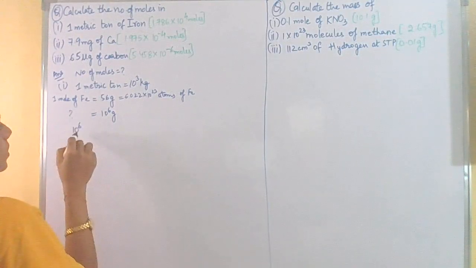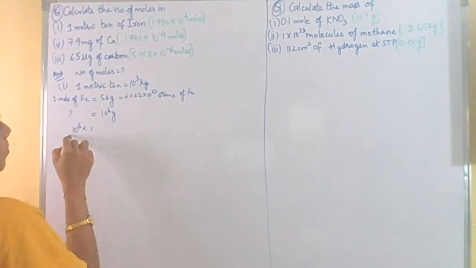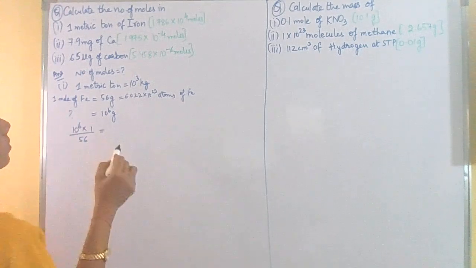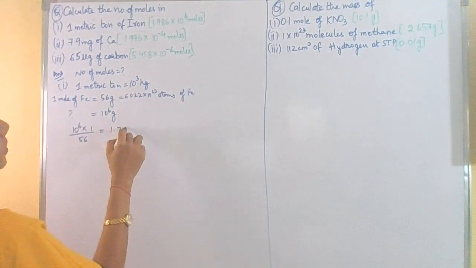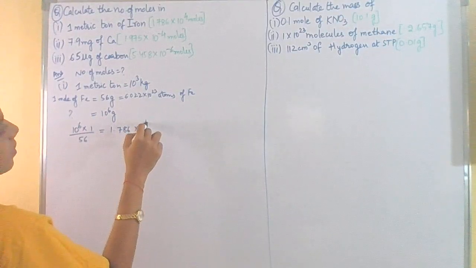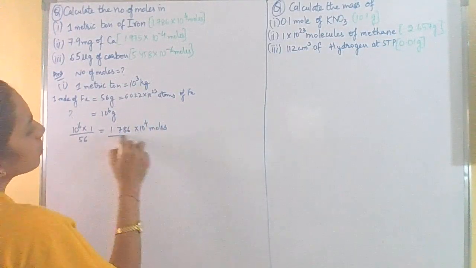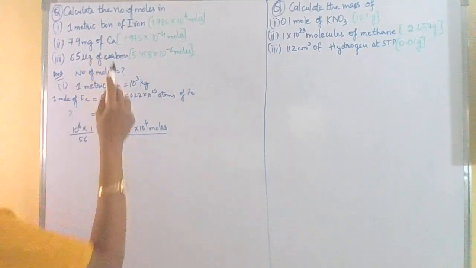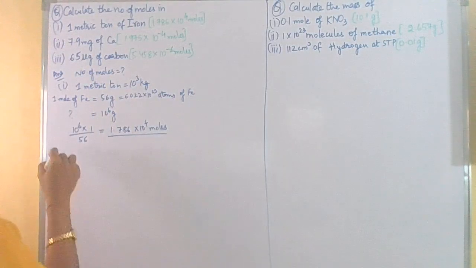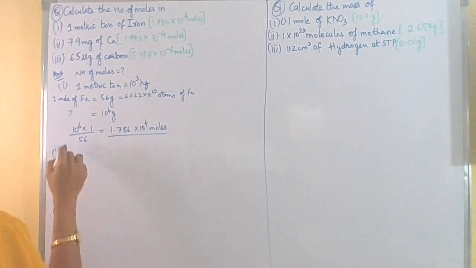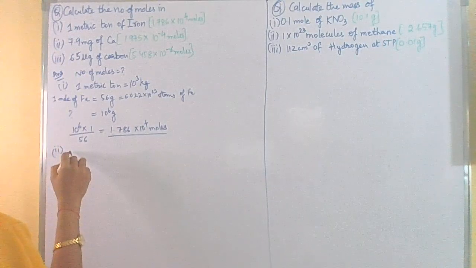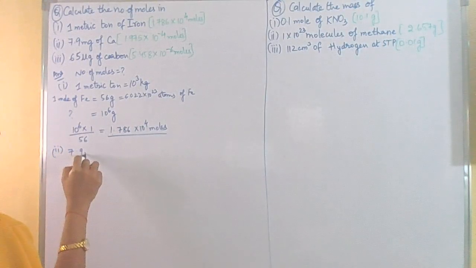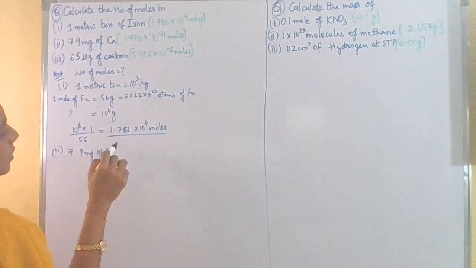10 to the power 6 into 1 by 56. So your answer will be 1.786 into 10 to the power 4 moles are present in 1 metric ton of iron. Now the second one here is calculate the number of moles in 7.9 milligrams of calcium.